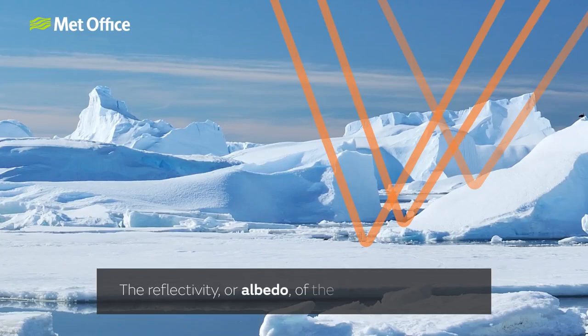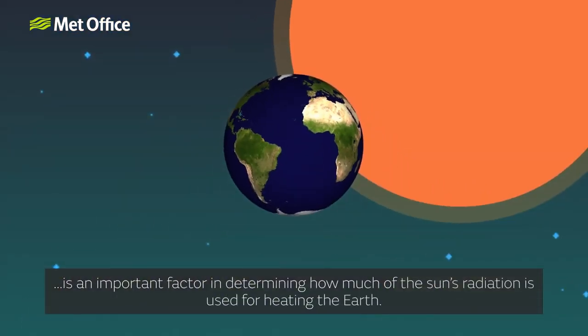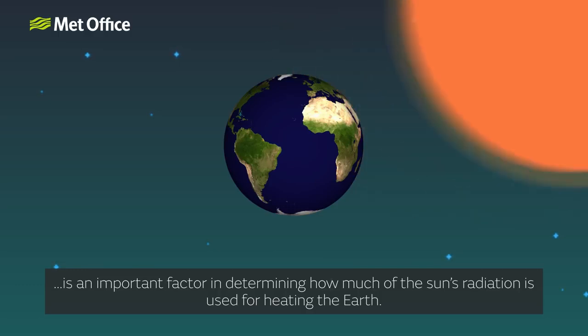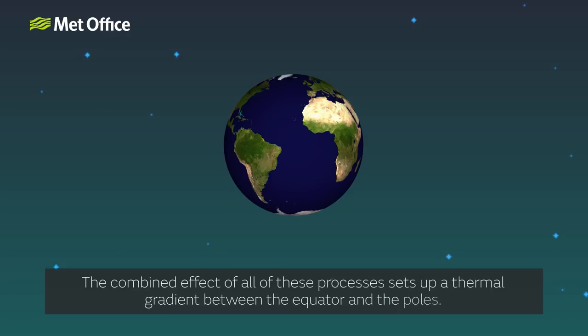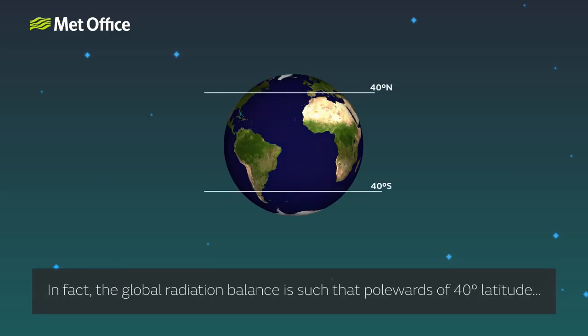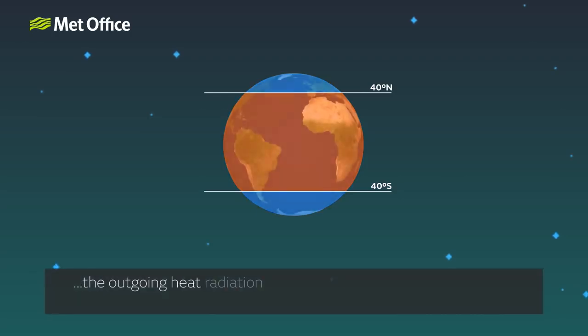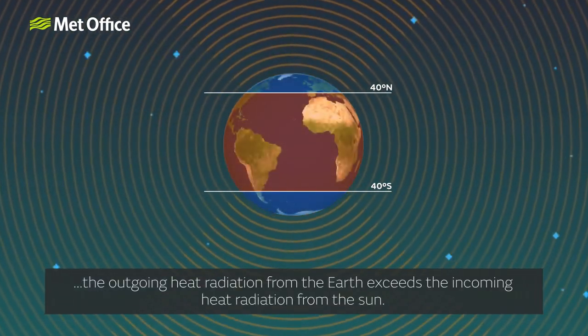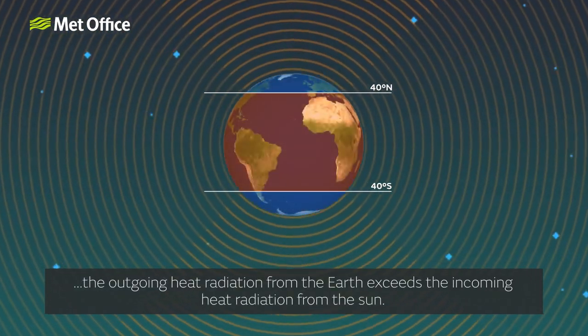The reflectivity, or albedo, of the underlying surface is an important factor in determining how much of the sun's radiation is used for heating the Earth. The combined effect of all of these processes sets up a thermal gradient between the equator and the poles. In fact, the global radiation balance is such that polewards of 40 degrees latitude, the outgoing heat radiation from the Earth exceeds the incoming heat radiation from the sun.